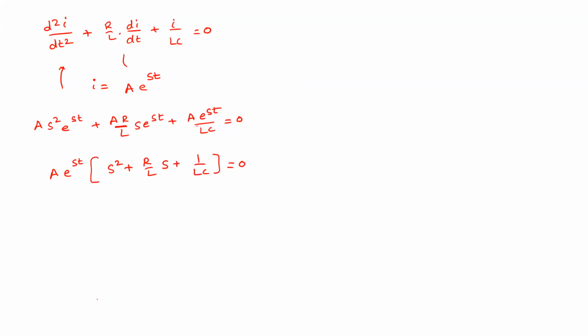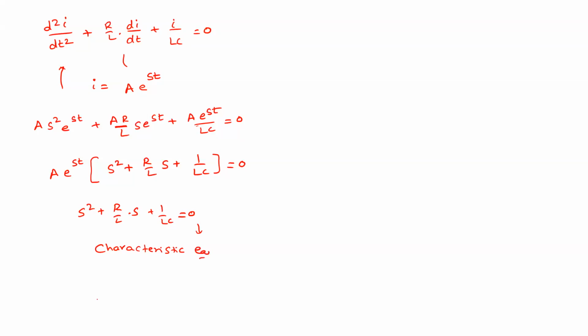Right. So this is the solution we expect. a into e to the power of st can't be 0. So that means the only thing that is 0 is s square plus R by L into s plus 1 by LC, which is equal to 0. So what is this known as? You might have studied differential equations, right? What is the name for this? This is known as the characteristic equation. Have you studied this?